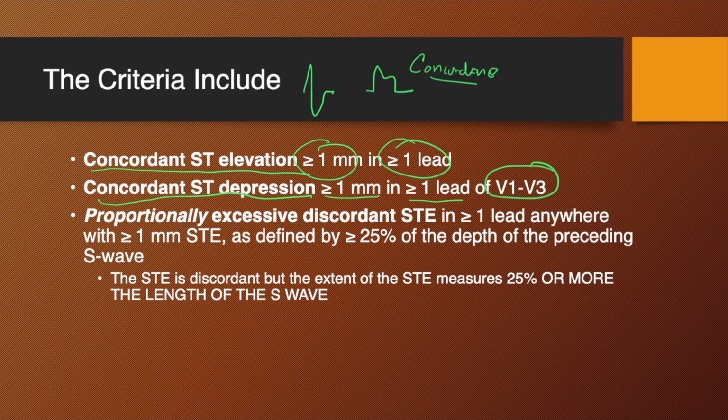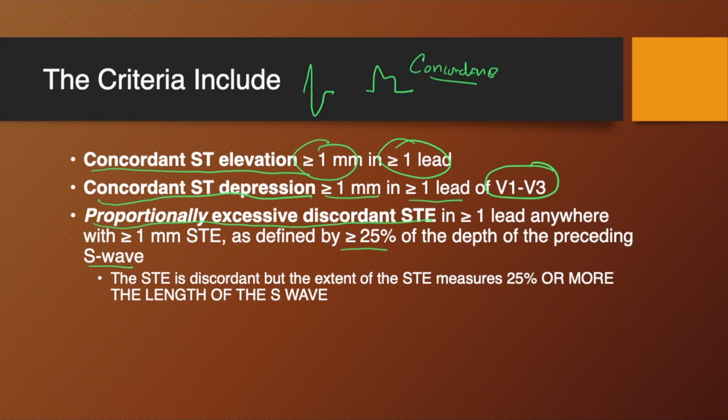And then proportionately excessive discordant ST elevation in greater than one lead anywhere with greater than 1 millimeter of ST elevation. All right, and this is defined by greater than 25% the depth of the preceding S wave, and I'll show you how we can look at that.